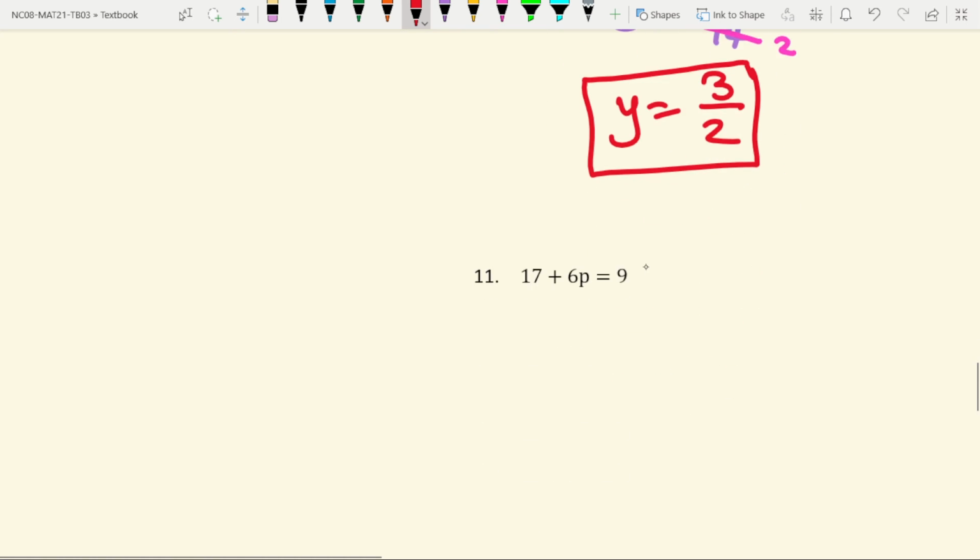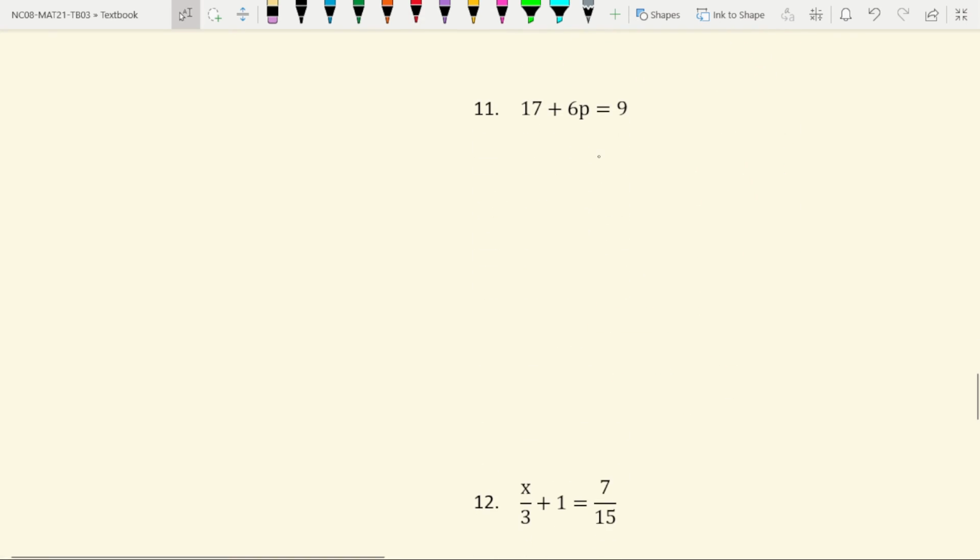Let us solve the next equation now. The next equation given is 17 plus 6p is equal to 9. 17 is a known term. Its symbol is positive, though it is not given. If the symbol is not given, the symbol will be positive.